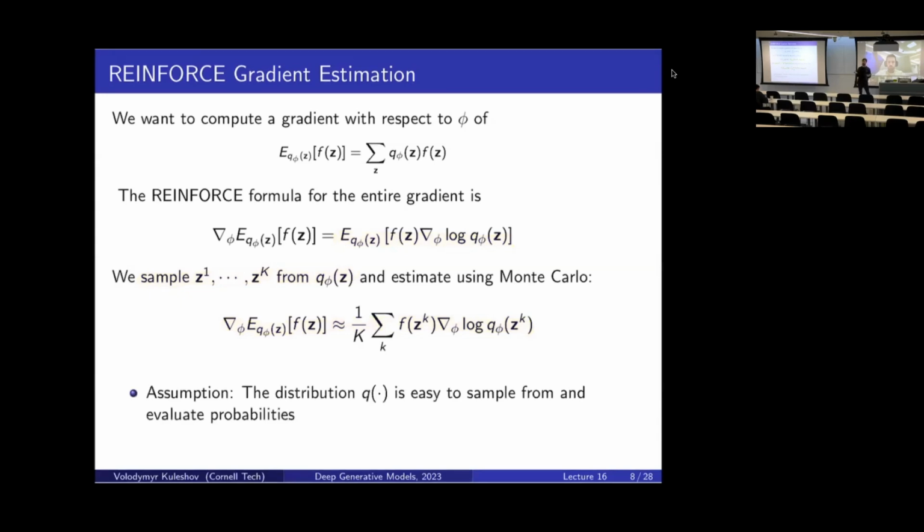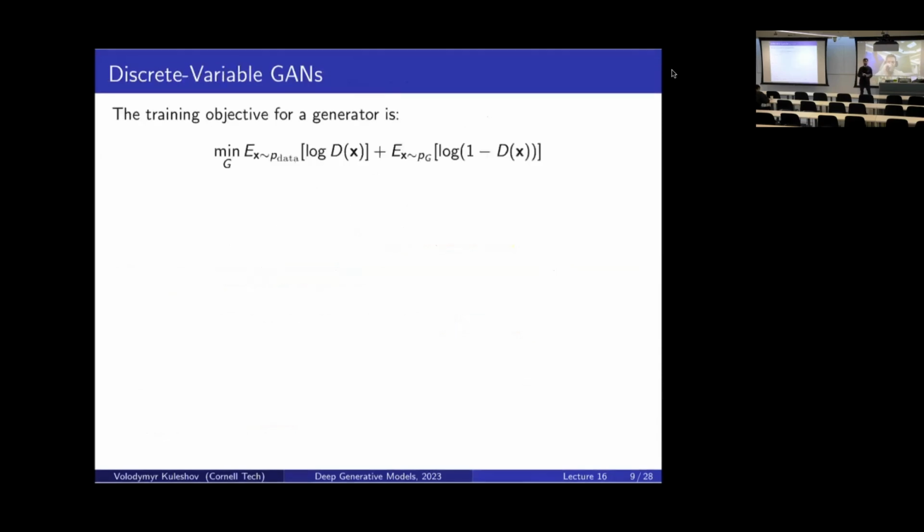And this is a very general trick. All that it requires is that we can take samples from the distribution Q and evaluate probabilities under the distribution. And it works for both discrete and continuous distributions.